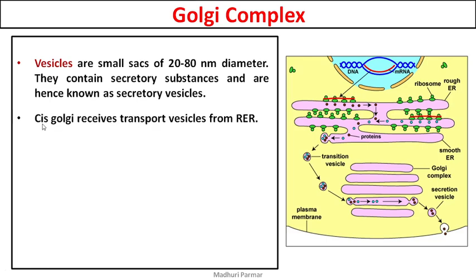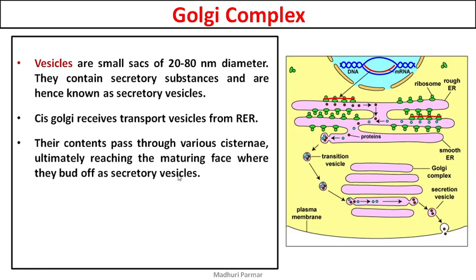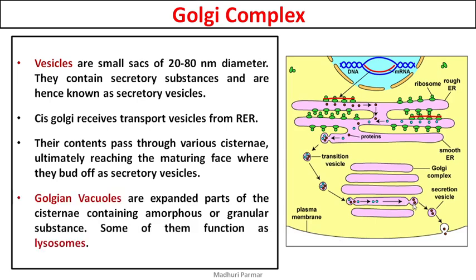So the cis Golgi receives the transport vesicles from the rough endoplasmic reticulum. The cis Golgi, or the forming phase, the largest portion of the Golgi complex, receives these vesicles from the rough endoplasmic reticulum, as we saw here. Then their contents are passed through different cisternae. Sometimes these proteins are modified or sorted. And finally, from the maturing phase, which is the trans phase, the secretory vesicles are generated and bud off.